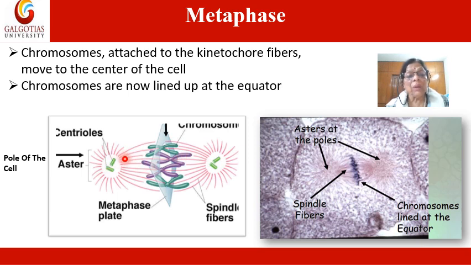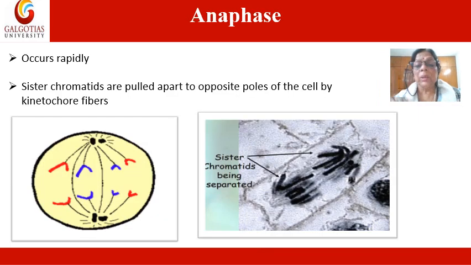What happens? They have the already attached chromosomes. They are attached with the kinetochores. These chromosomes arrange themselves in the equatorial region of the nucleus, and this is how they look under the microscope. Let us come to anaphase. This slide is showing anaphase. This occurs rapidly. Sister chromatids are pulled apart to opposite poles of the cell by kinetochore fibers.